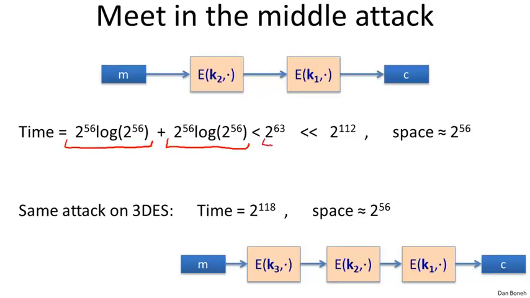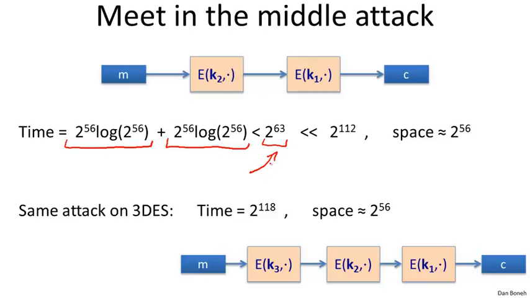If you just work it out, this turns out to be 2 to the 63, which is way smaller than 2 to the 112. Okay, so this is a serious attack. It's probably doable today. That runs in a total time of 2 to the 63, which is about the same time as the exhaustive search attack on DES.